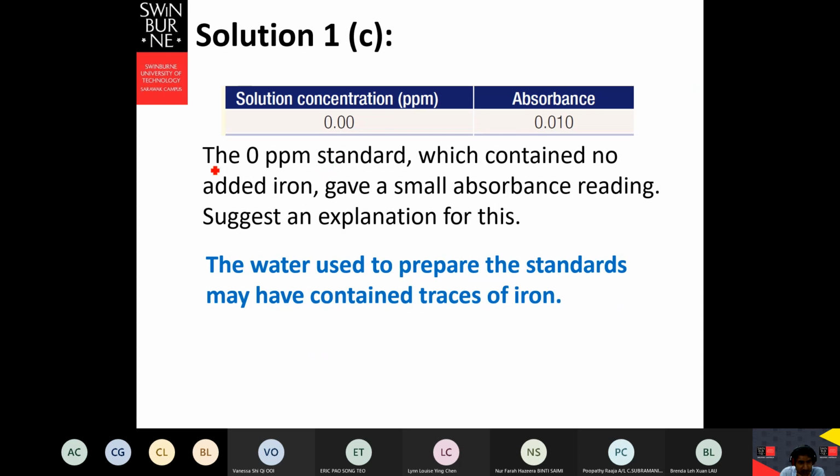It asks why the water, even though it has no added iron concentration, gives us an absorbance of 0.01. Probably the water was contaminated, or there is a trace amount in our supply water. Our tap water is treated, but some things like iron and sodium are maintained in the water. Fluoride is given in the water as well. So that is why there is still a little bit of iron in the water.